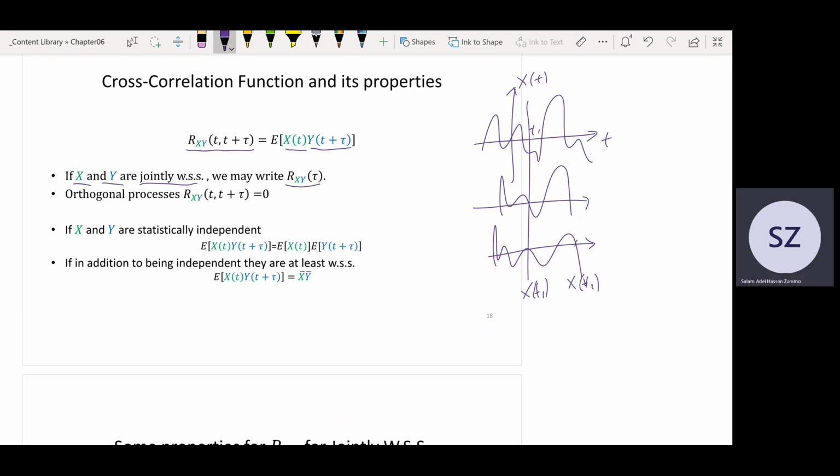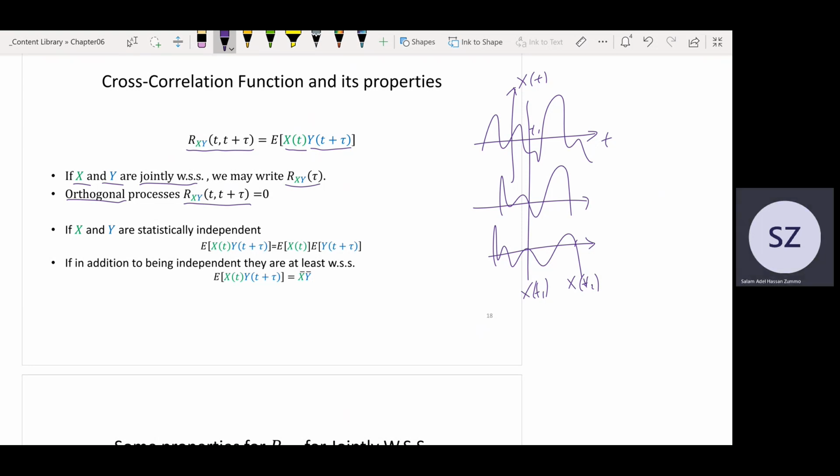If I have two random processes with the cross correlation function equal to 0, we call them orthogonal processes. And this orthogonality has more meanings in communication and signal processing. But for here, you just need to know that. What does this mean? It will not make sense to you yet.